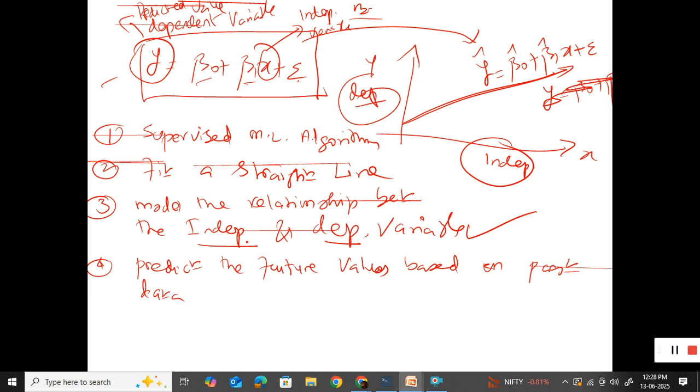Okay, so the linear regression algorithm is nothing but a supervised machine learning algorithm using which we can fit a straight line. This straight line helps us to model the relationship between independent and dependent variable. It also helps us to predict the future values based on the past data, and to identify the relationship. So it helps us to understand how input variables are related to an outcome.